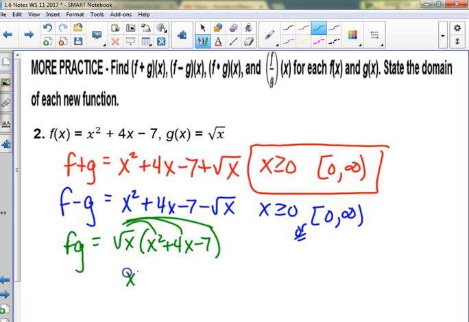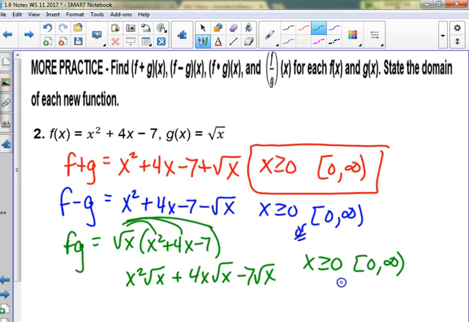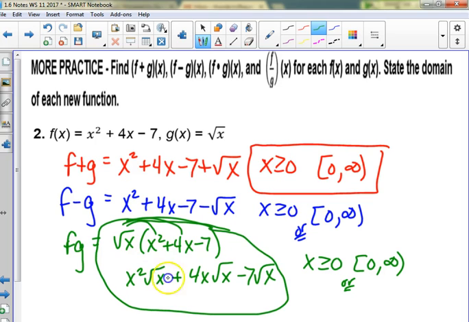If you distributed, you'd have x squared square roots of x plus 4x square roots of x minus 7 square roots of x. The restriction is still x has to be greater than or equal to 0, which could be written like that. But I'm okay with either one of these, and nothing simplifies if you just do it together.